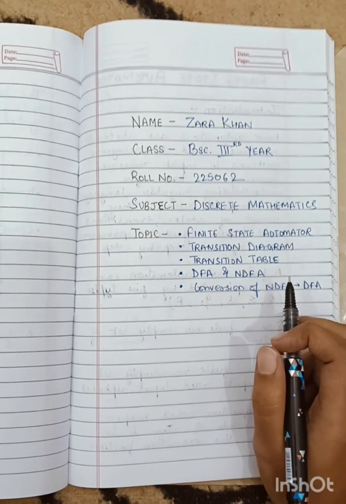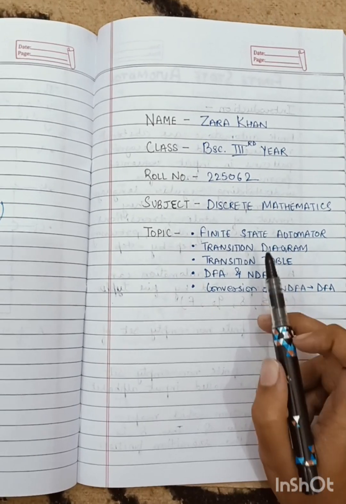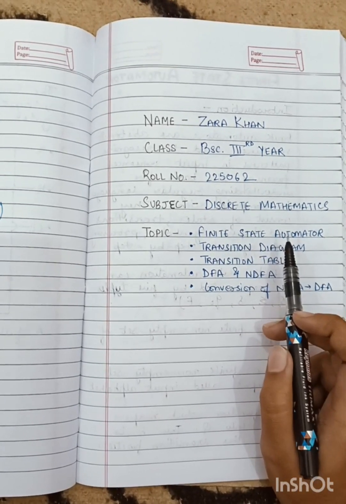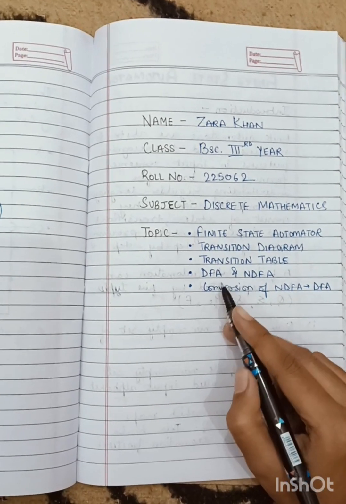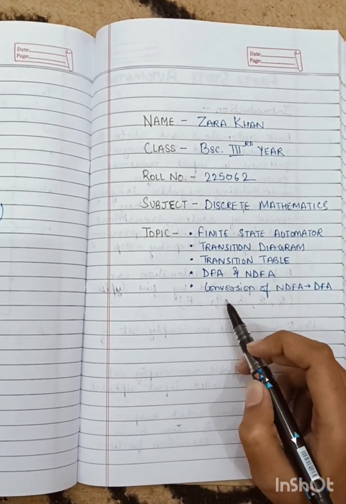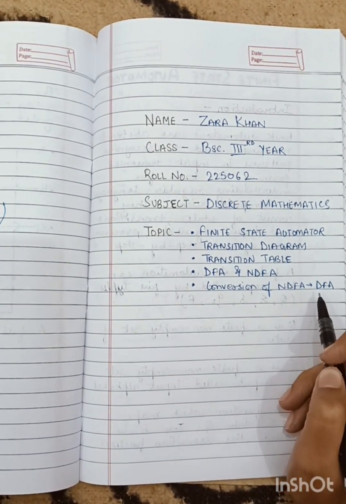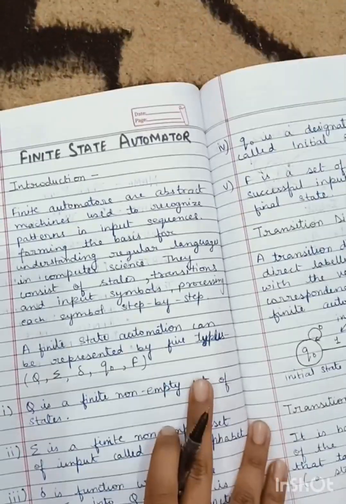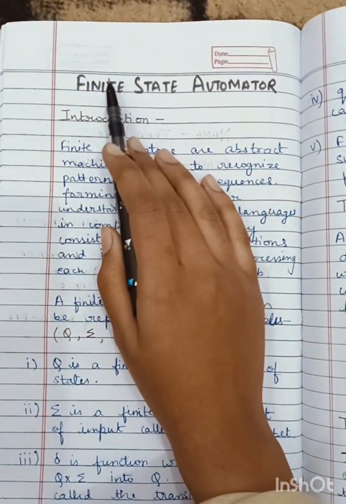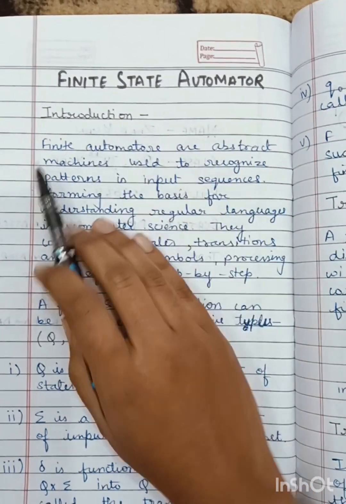My roll number is 225062 and my topic is finite state automata, transition diagram, transition table, DFA and NDFA, and conversion from NDFA to DFA. So let us begin. First we will see finite state automata.